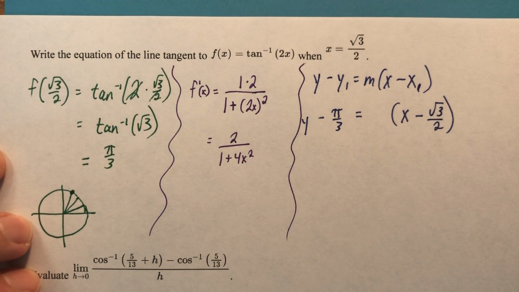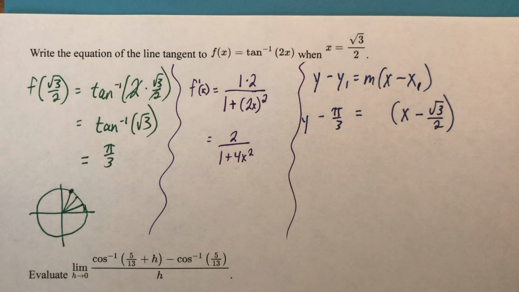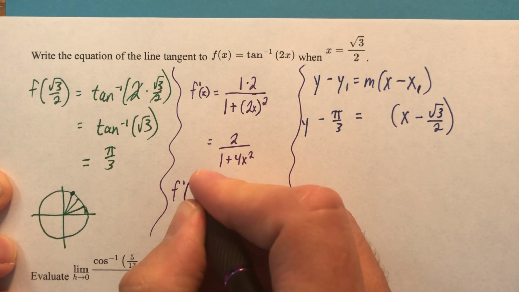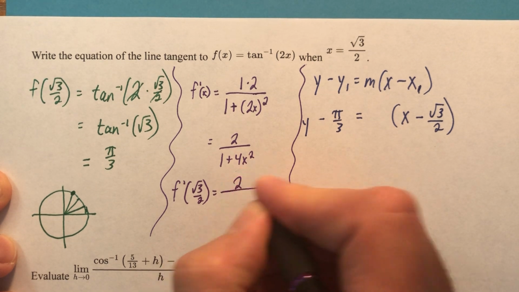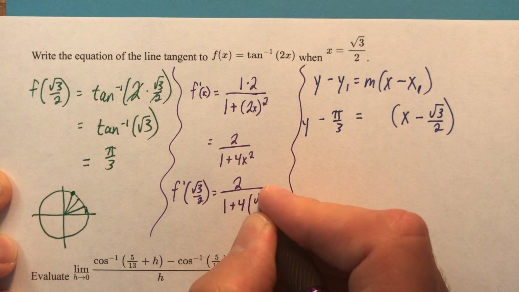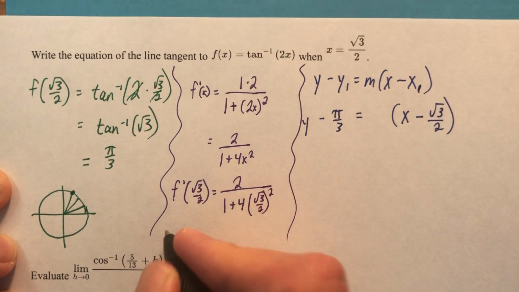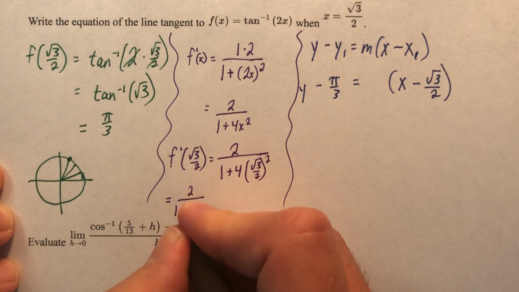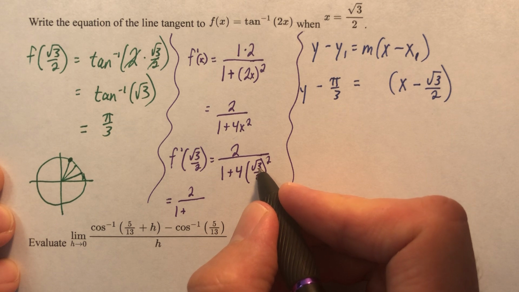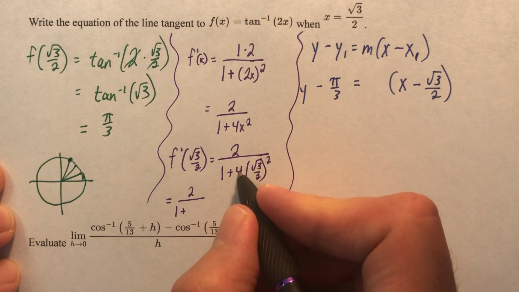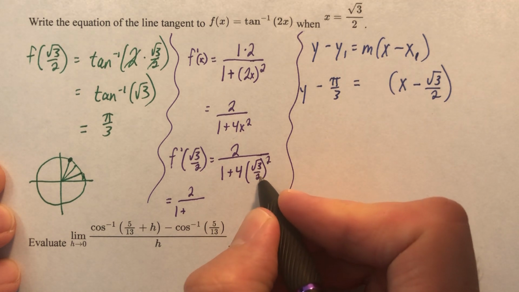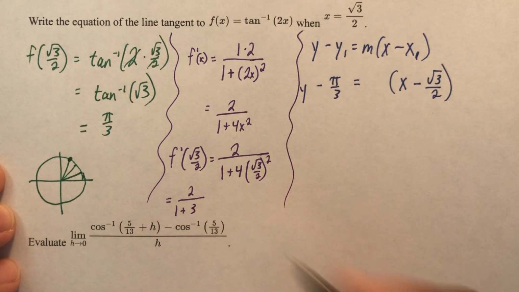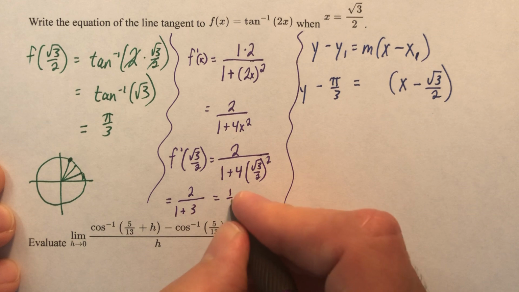Great, fantastic. But now I need to know the slope at that specific x value. So we are going to plug that in right now. 2 over 1 plus 4 times the square root of 3 over 2, and it is getting squared, and we're going to start running out of room. Okay, 2 over 1 plus, that is 4 times 3 over 4. Well, the 4 here and the 4 here divide out, and so I'm going to be left with 3. So 2 over 1 plus 3, that would be 1/2.